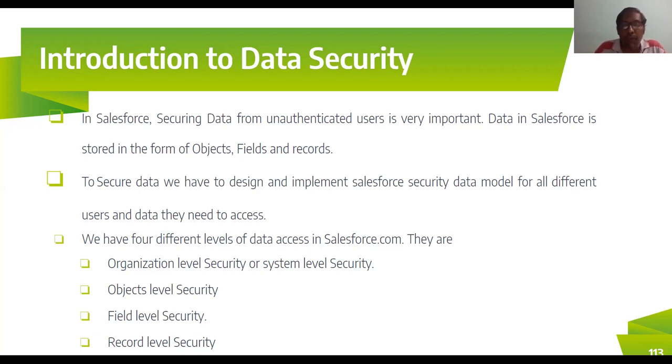So we have four different types of data access in Salesforce. The first is called organization level security or system level security. The remaining three go under application level security: object level security, field level security, and record level security. In this session, we are going to discuss elaborately only the system level security.